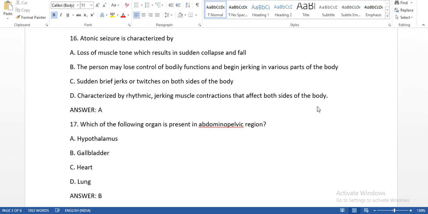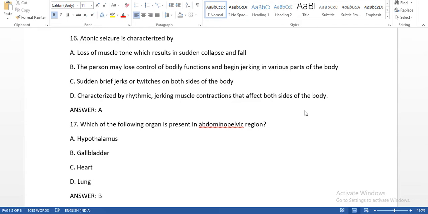16th question. Atonic seizure is characterized by. Among these four, our answer is A. Loss of muscle tone which results in sudden collapse and fall. The rationale for answer A is that atonic seizures, also known as drop seizures, cause a loss of muscle control which may cause you to suddenly collapse or fall down.